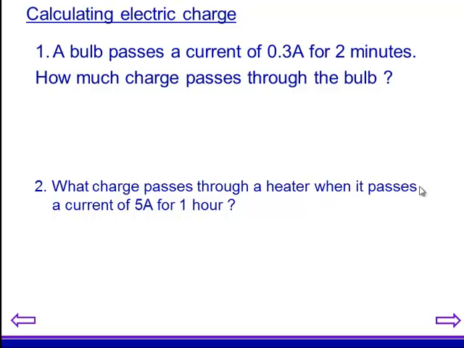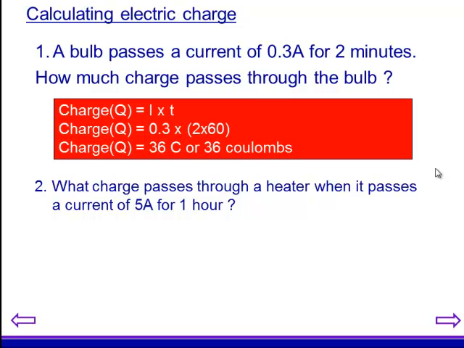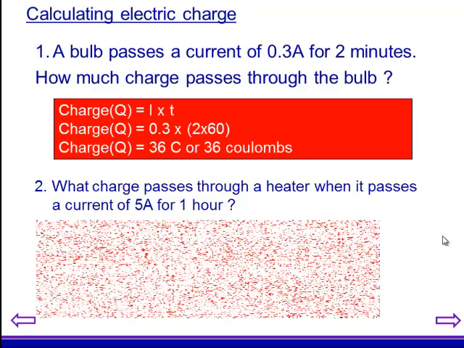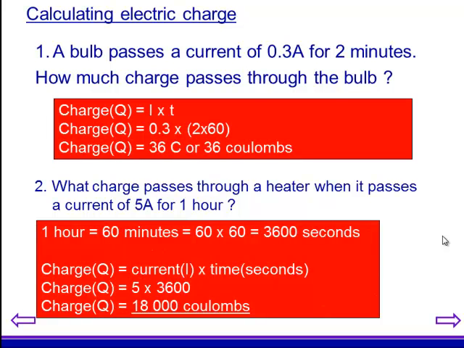And now you've completed those questions. Let's check to see if you've got your answers correct. 36 coulombs and 18,000 coulombs there. Another couple of questions.